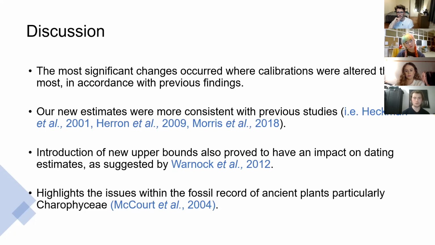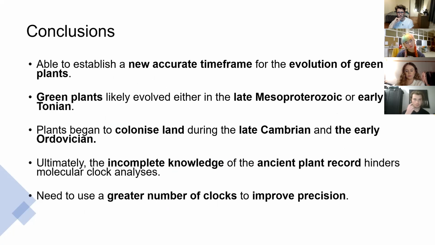So what can we conclude from all of this? Well, for one, we have established a new accurate time frame for the evolution of green plants. Once I get this published, it will be the latest time tree to date. We found that green plants evolved in the late Mesoproterozoic to the early Tonian. In layman's terms, that was around 1 billion years ago. So quite way back in time.